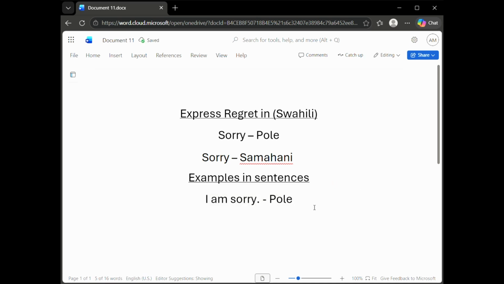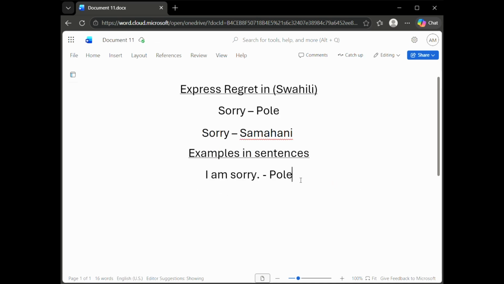So basically this will just say pole, stroke, samahani. Okay, samahani or pole. So that is sentence one. Now let's look at another sentence. We'll go to other examples.